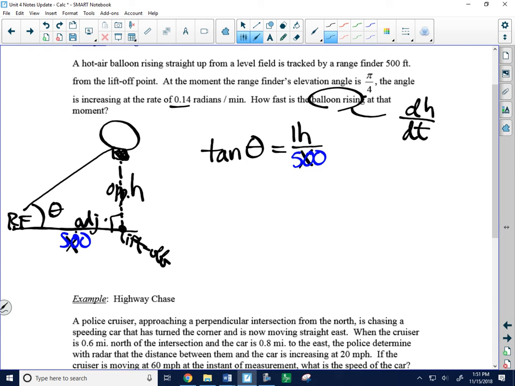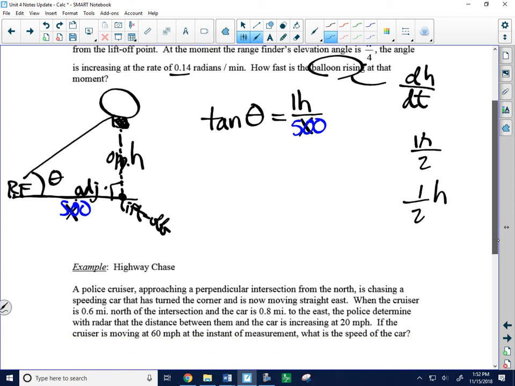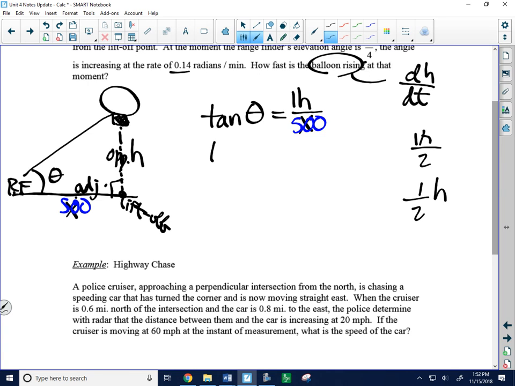Let me write this an easier way. Isn't that really like h over 2? Can I write it like 1/2 h? Is this really 1 over 2? Sure. So this, can't I write as really 1/500 h? Okay, I just made it a little simpler for us.